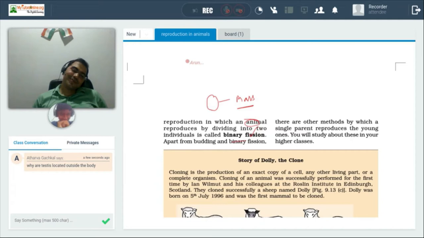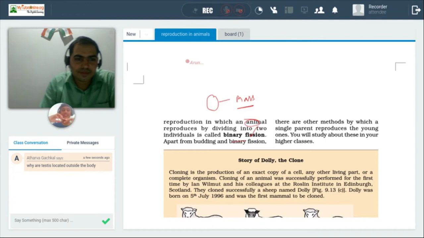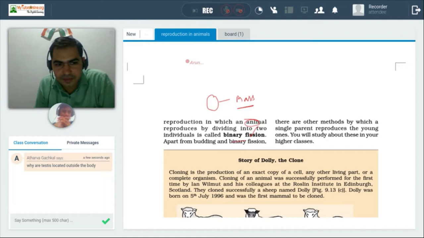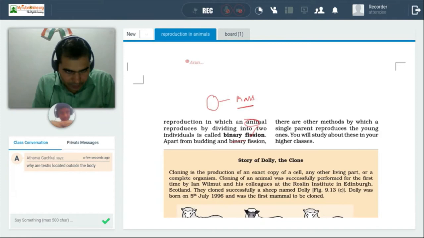Tell me, what is asexual reproduction? For the past 10 minutes, I was teaching you what is asexual reproduction. Tell me. Asexual reproduction is the reproduction in which only one parent takes part. Okay. And what happens in case of... Asexual reproduction is that type of reproduction in which only one parent is involved.